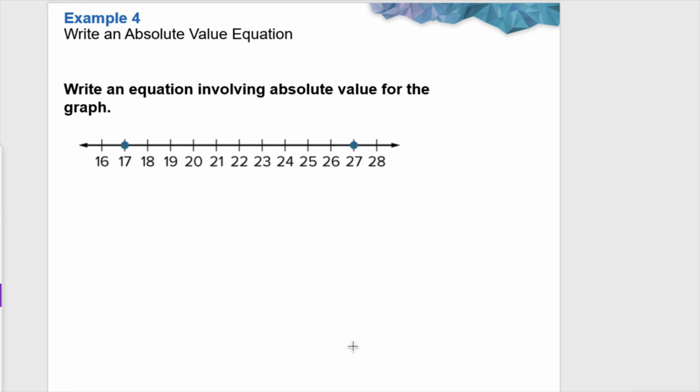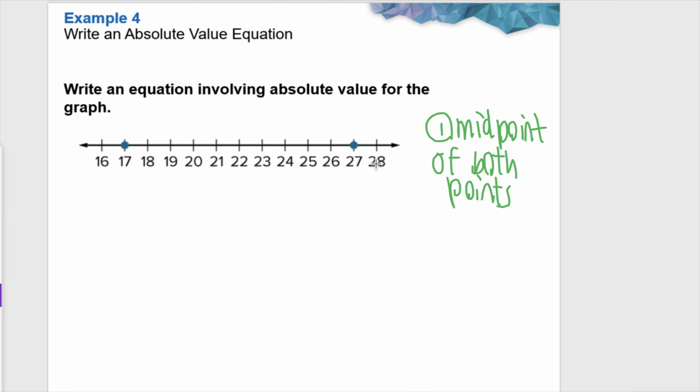Writing an absolute value equation will be our last portion of our notes today. It says, write an equation involving absolute value for the graph. One thing we want to find first is the midpoint of both points, okay? So right now, the solutions have a distance of 10 units. So from here all the way over to here is 10 units. That means my midpoint would be 5 points from either side. So 1, 2, 3, 4, 5, okay?